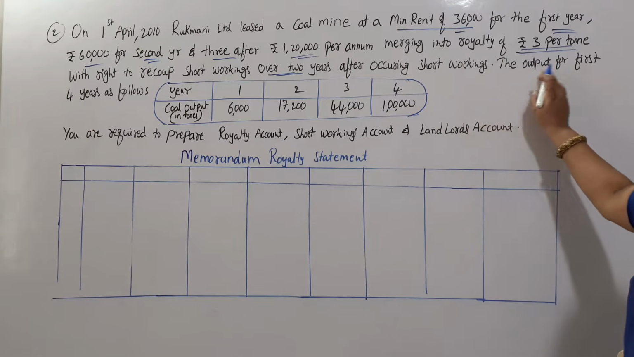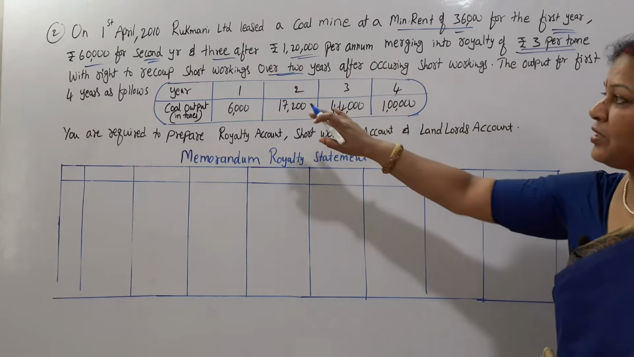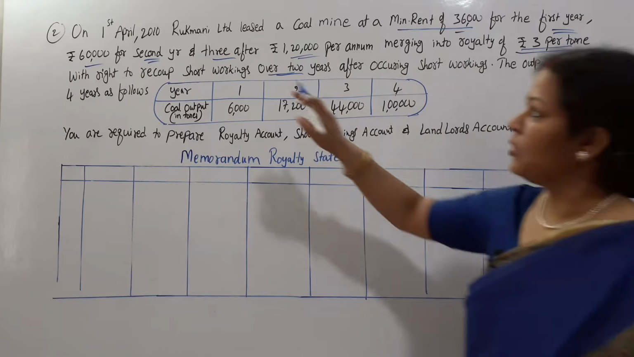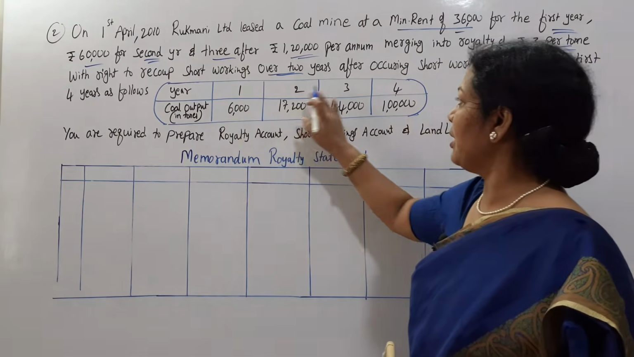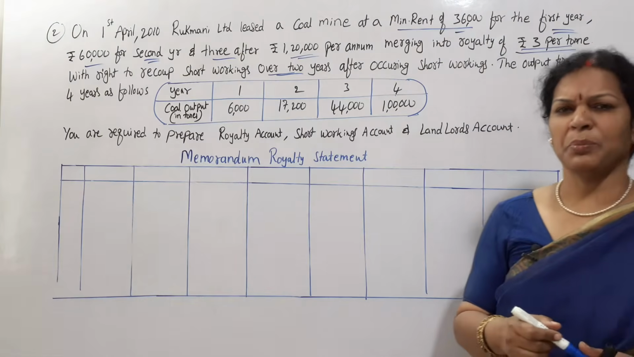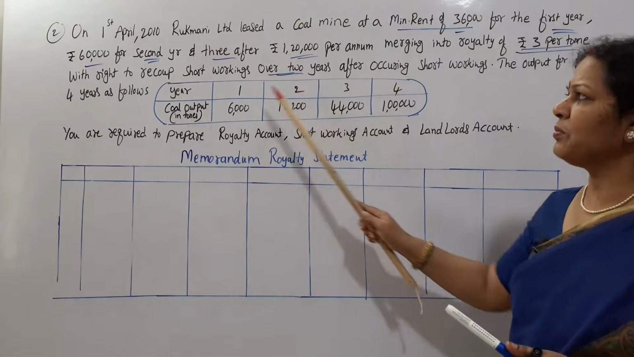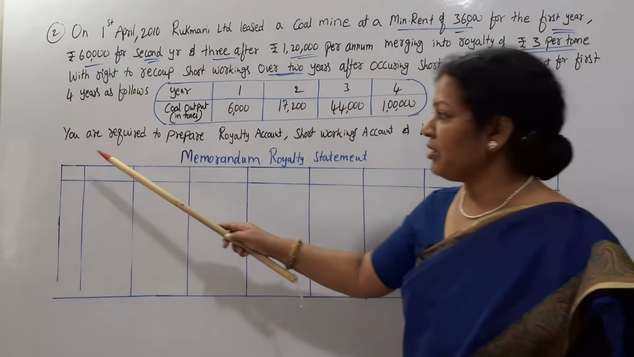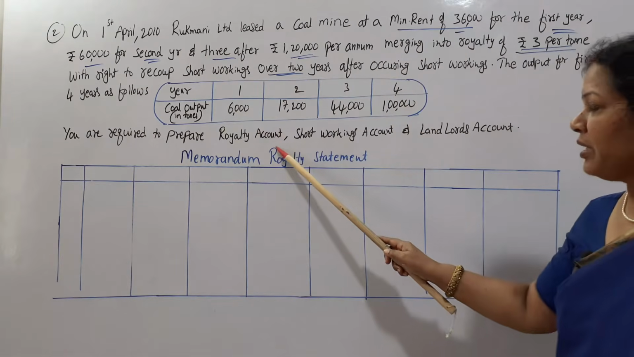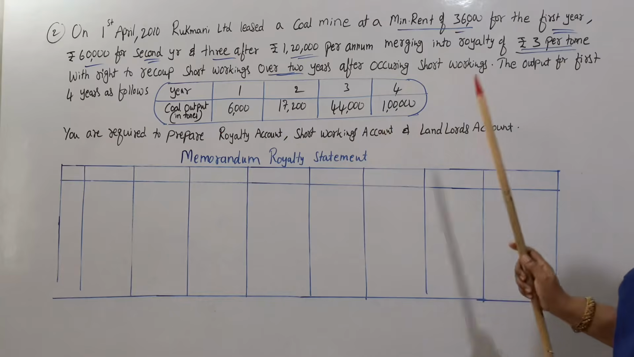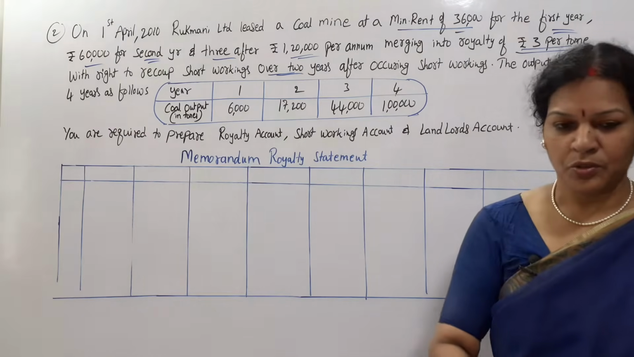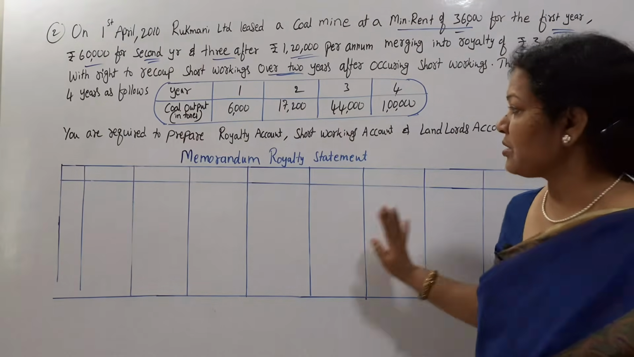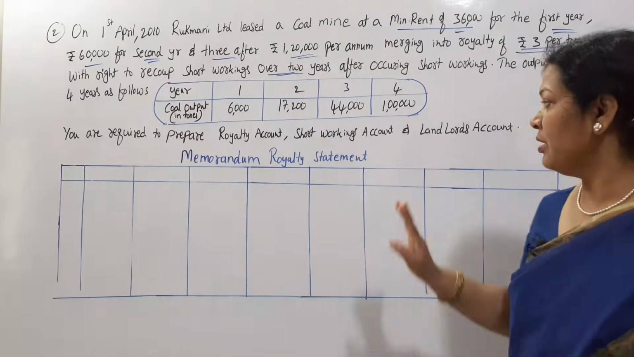After occurring short workings, the output for the first 4 years is given. In the problem it is given as year 1, 2, 3, 4, but we have to assume that means 2010, 11, 12, 13. And what is asked? You are required to prepare the royalty account, short workings account and landlord's account. So first we will start with the memorandum royalty statement.